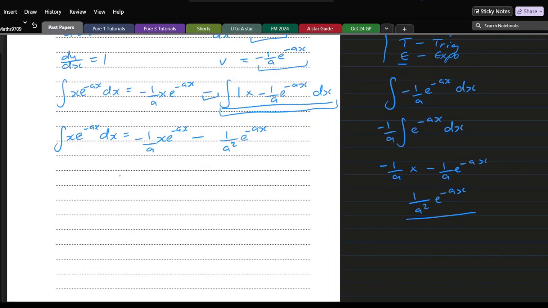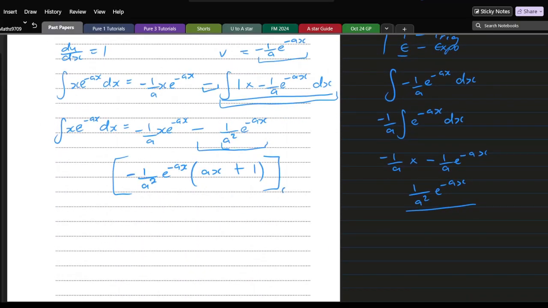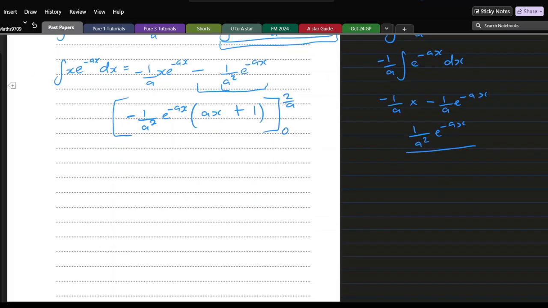Alright, and we can even go ahead and factor out negative 1 over a squared e to the negative ax. So just factoring out this whole thing together with its negative sign. So this becomes ax plus, because remember we've also factored out the negative sign, so plus 1. And now we're going to bring back our limits. So that's 0 to 2 over a, 0 to 2 over a. And now we can go ahead and substitute in our limits.